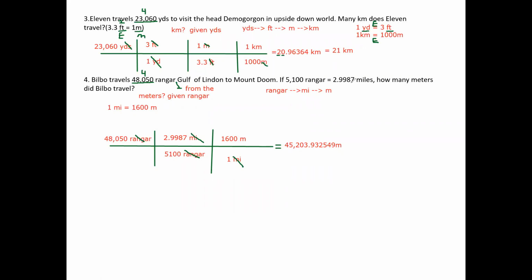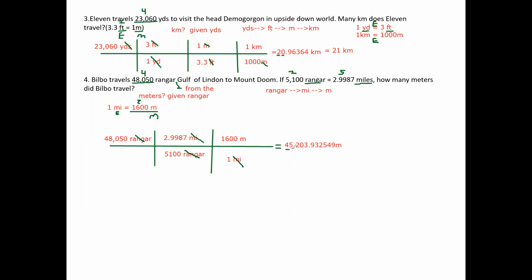5,100 Rangar equal 2.9987 miles. These two units of measurement are not in the same system of measurement. So this would have 2 significant figures. This would have 5 significant figures. And then the other conversion factor we use is 1 mile is 1,600 meters. Again, mile is the English system. Meter is the metric system. Since these are different systems of measurement, this would have 2 significant figures.